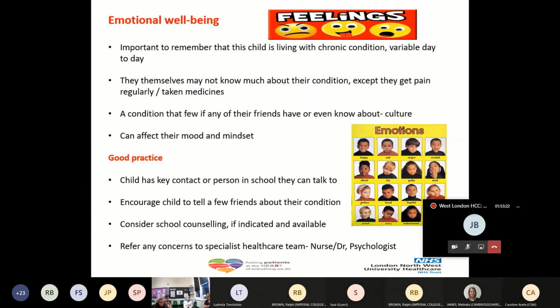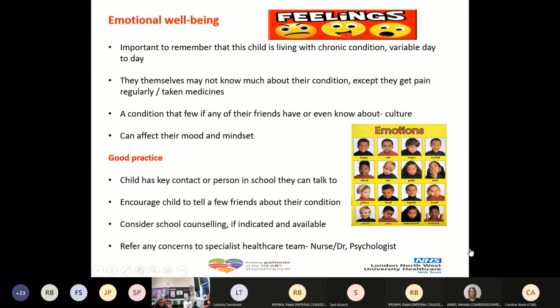Sorry, Ralph, I can't see the bottom of my slide. How can I get rid of that? Sorry, which element can't you see? Can't see the bottom of it. I can only see the first line of the having a person to talk to. Okay, so the other ones, I can see the others. I assume they're going out. Encourage a child to tell a few friends about their condition. Oh yeah, fine. That's okay. That's okay. I can just talk.